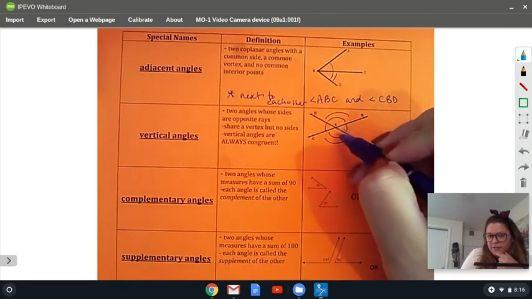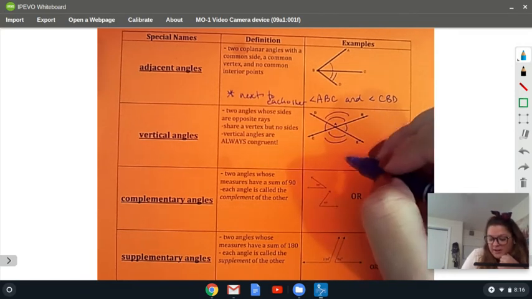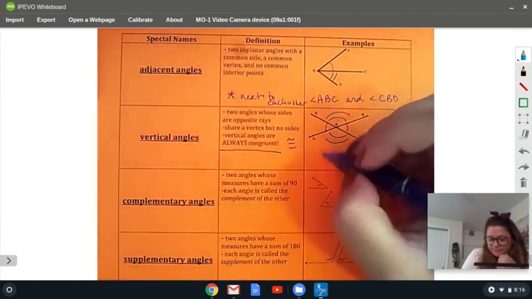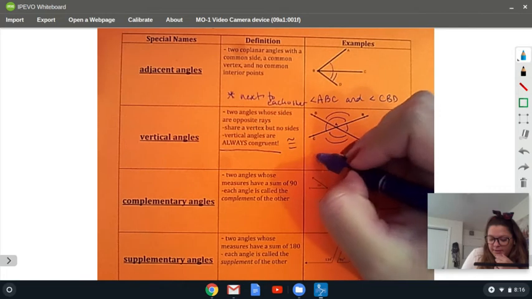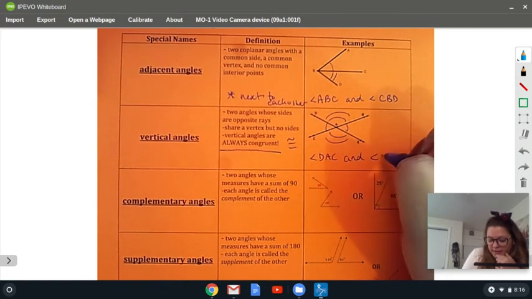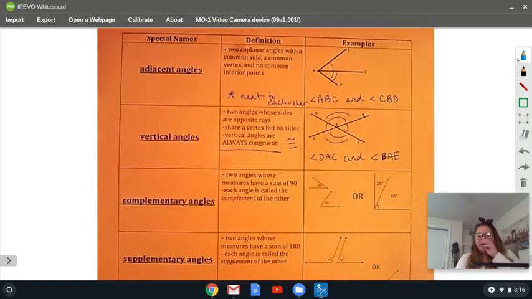Another set of vertical angles is also right here. They share a vertex, they're right across from each other, and they are congruent. That's very important. They're equal to each other. So one example here could be angle DAC and angle BAE. That letter in the middle should always be the same.